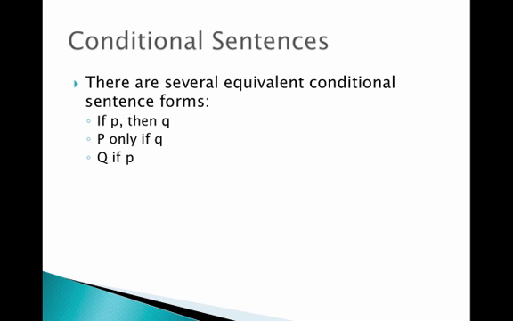Be that as it may, conditional sentences can take several equivalent forms where sometimes the antecedent and the consequent will be in different parts. So if P then Q is one that we'll see the most often. P only if Q is one that I use a lot personally. I don't know why, I just prefer it. Q if P, oh, that's a bit different. It means the exact same thing as P only if Q and if P then Q. It's just that Q is syntactically before P in this sentence. Q if P, but that means the same thing as if P then Q. All right.